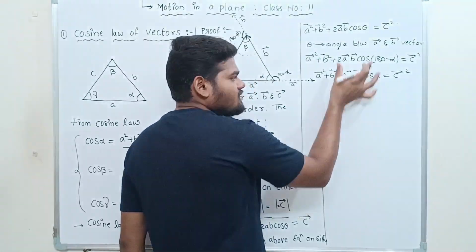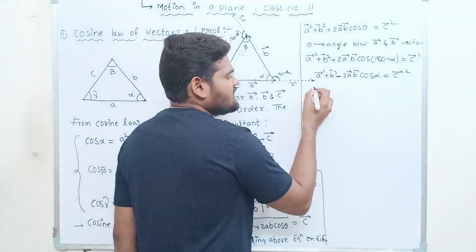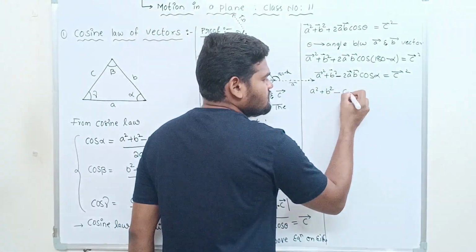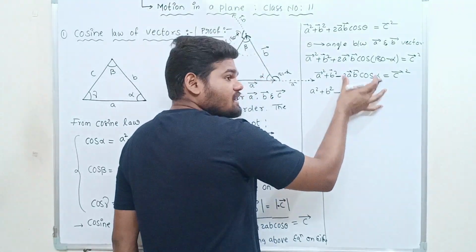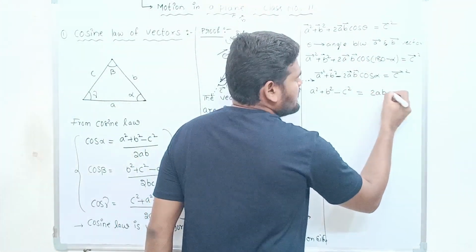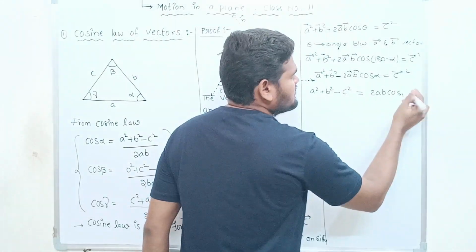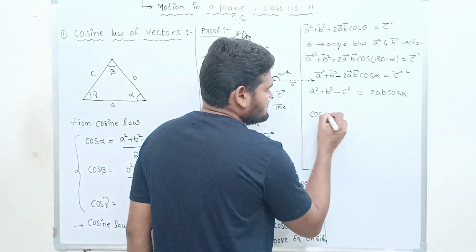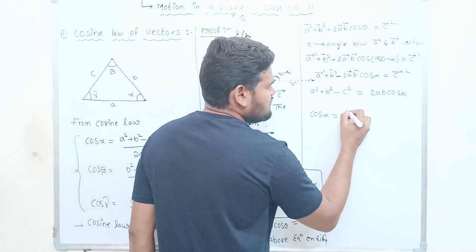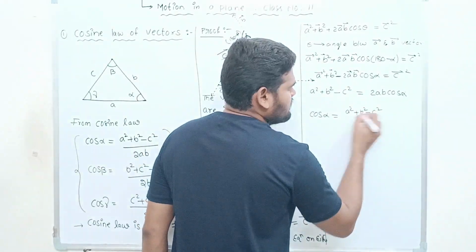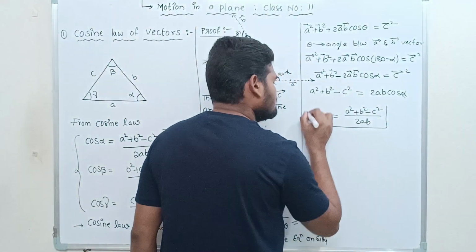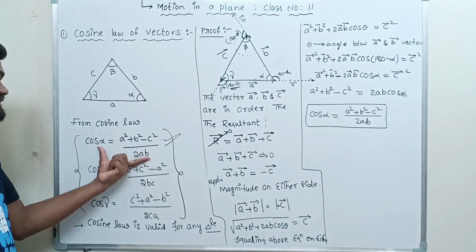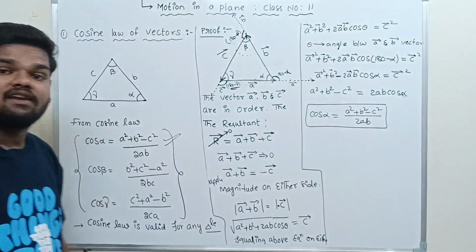Just bring this term to that side and bring this C square to this side. So A square plus B square, and plus C square comes to this side, it becomes minus C square. That is equal to minus 2AB cos alpha went to that side, it becomes plus 2AB cos alpha. Are you getting? What we have to find? We have to find cos alpha. Then cos alpha is equal to, if 2AB comes to this side, A square plus B square minus C square by 2AB. Are you getting? Cos alpha is equal to A square plus B square minus C square by 2AB.